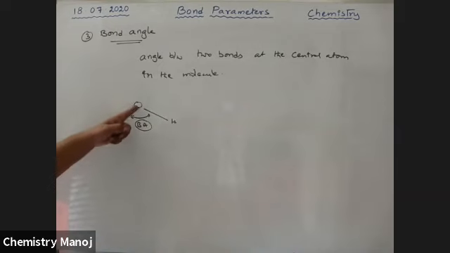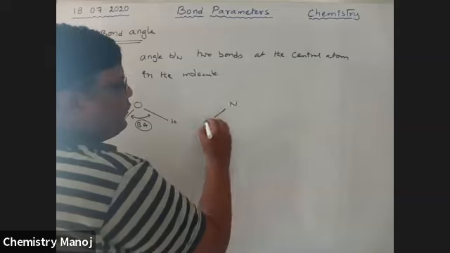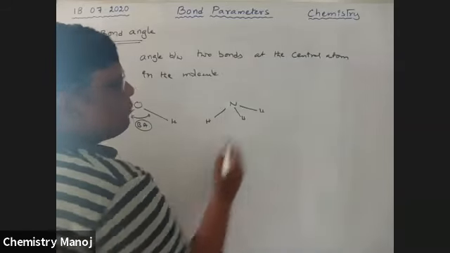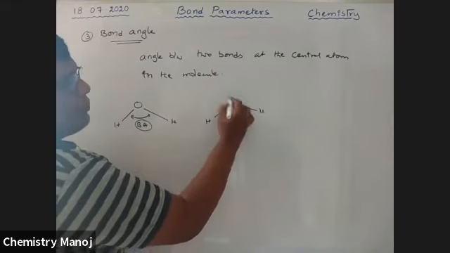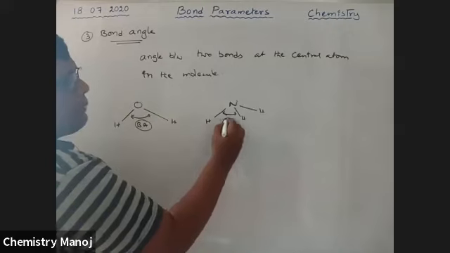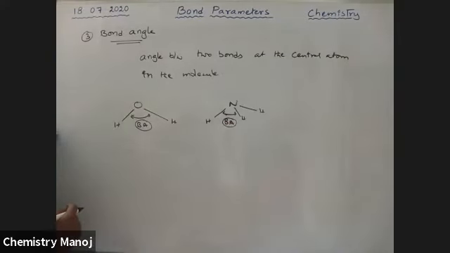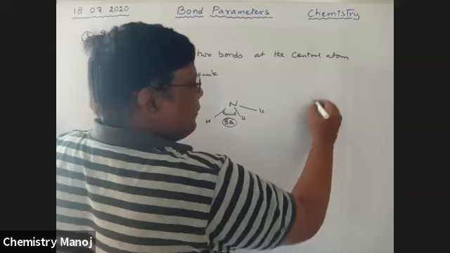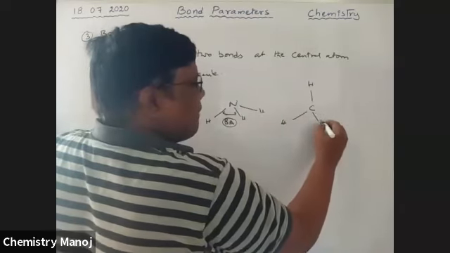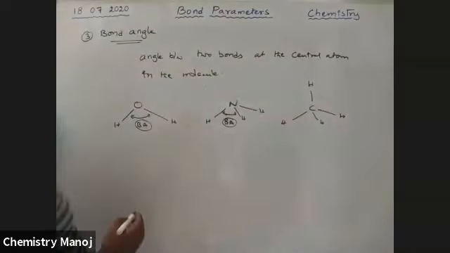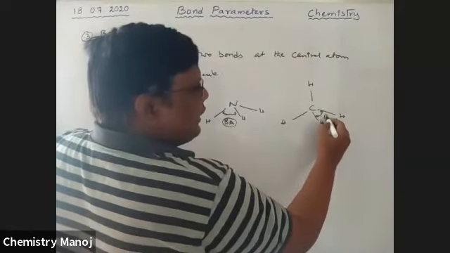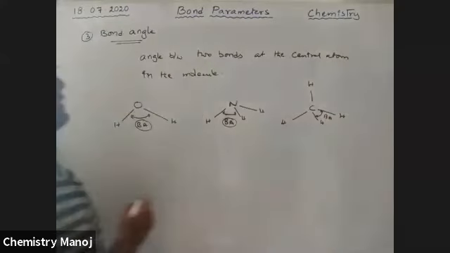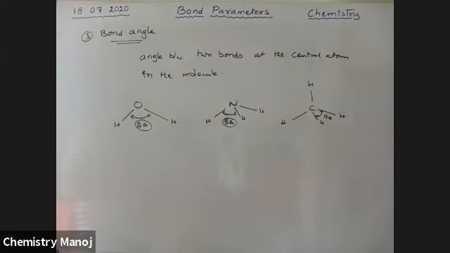Okay. So therefore, this is the bond angle at oxygen. See, NH3 also. The angle between two bonds at the central atom is called the bond angle. Next, CH4. It is tetrahedral in shape. Now, what is the bond angle? This is the bond angle. Anywhere, the angle is the same. Bond angle is the same in a particular molecule.